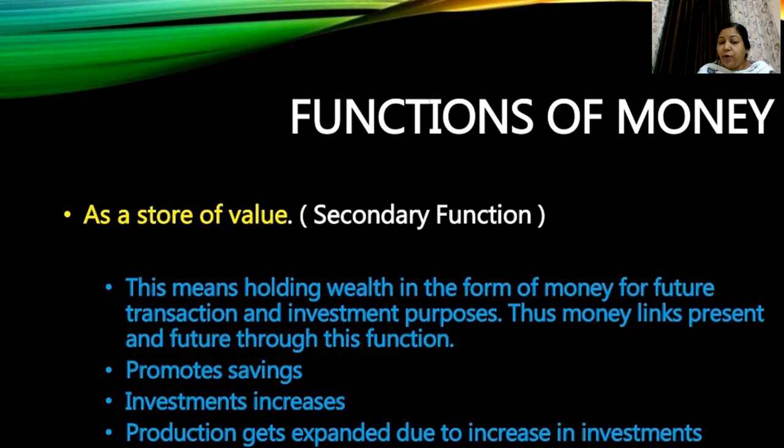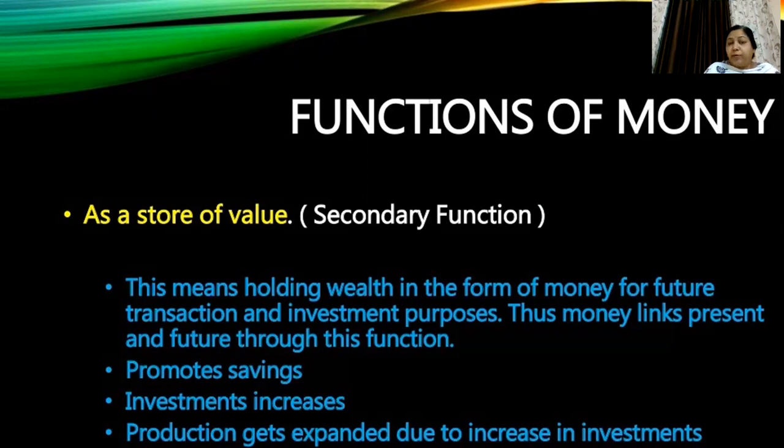Next is transfer of value. Money can be transferred easily from one place to another, from one person to another. Therefore, with the help of money, purchasing power can be transferred, for example by NEFT and the like. So these are the main secondary functions of money.